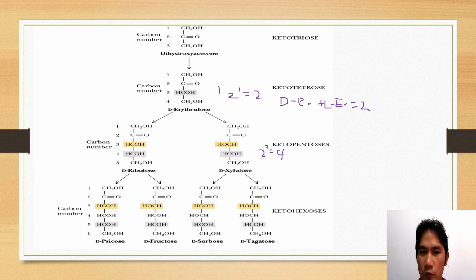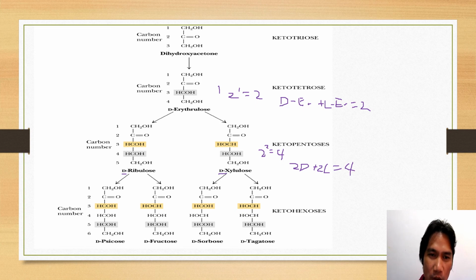There are 4 possible arrangements in ketopentoses. What are they? The D-ribose, D-ribulose, and D-xylulose. So here, 2 D's plus the 2 L's equal to 4.